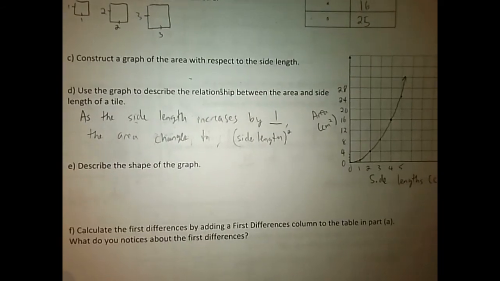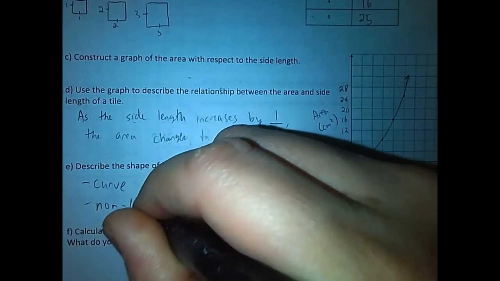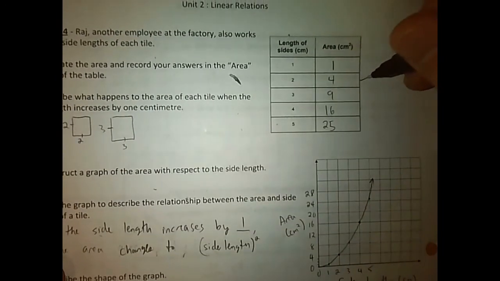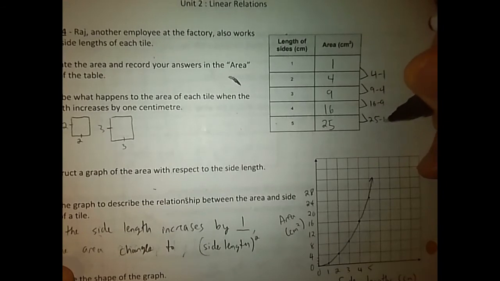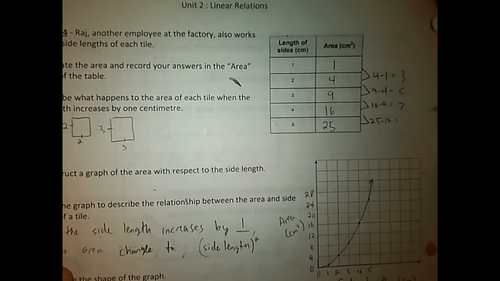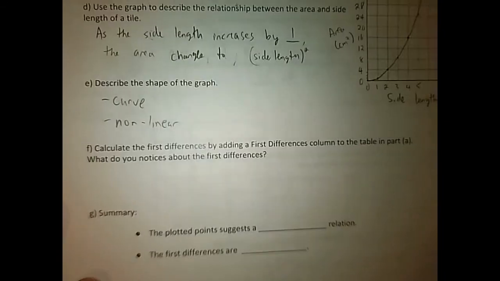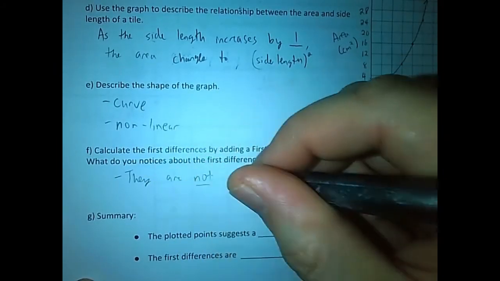We can describe the shape of this graph. Is it a straight line? No, so we can say it's a curve. You could also say it's non-linear because it does not form a straight line. Then if we calculate the first differences here, 4 minus 1, 9 minus 4, 16 minus 9, 25 minus 16, we'll get 3, 5, 7, and 9. So these are not constant. So what do you notice about the first differences? They are not constant.